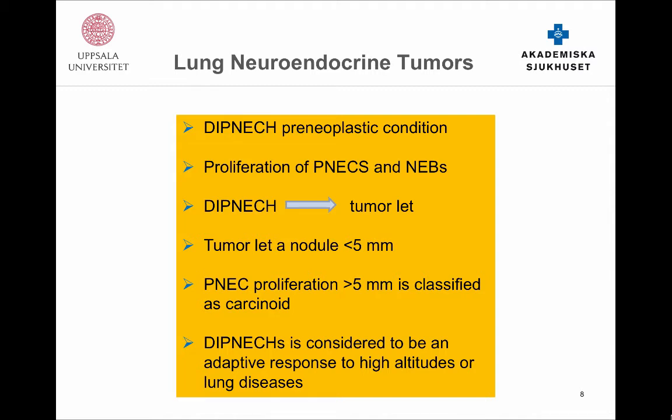And we have heard this morning, I'm not going into detail back to the deep necks, but these deep necks, they are proliferation of such NEBs, neuroepithelial bodies. And they can grow up to tumorlets, less than 5 millimeter size, and then they can become carcinoma tumors when they reach about 5 millimeters.